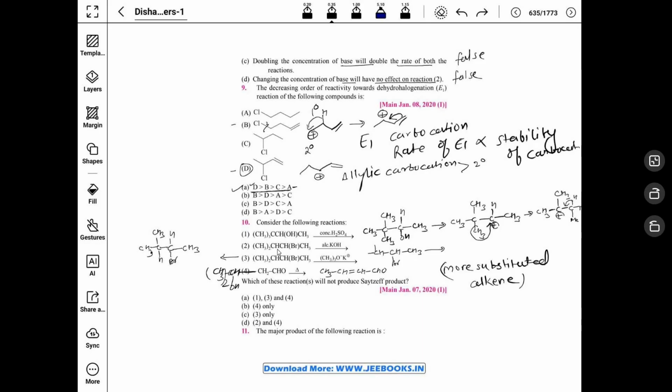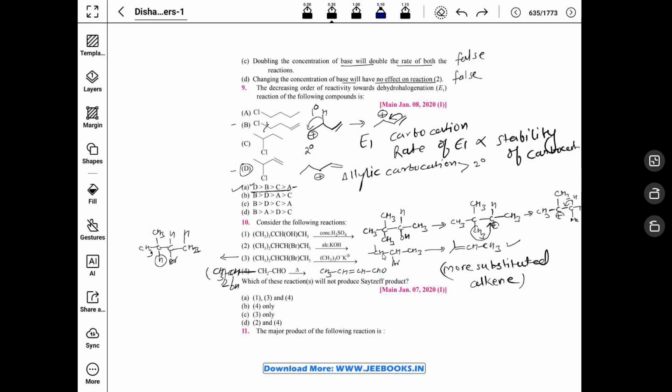And in case of reaction 2, if you see, alcoholic KOH is a strong base, so therefore it will abstract this beta proton. So after abstraction of this beta proton, you will have the more substituted alkene. This will be the product, and this is according to Saytzeff. So this is the more substituted alkene. Now let's look at option 3. In option 3, you have two beta hydrogens. One is this, and another is from this methyl.